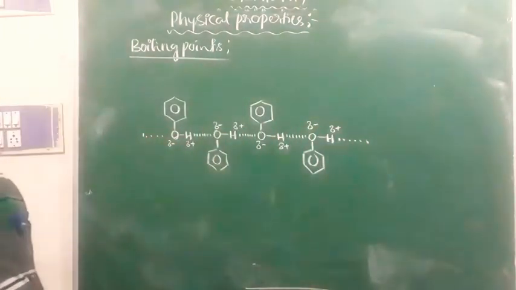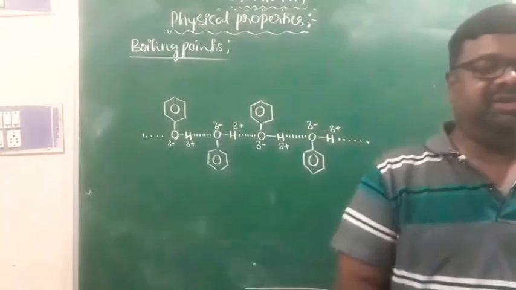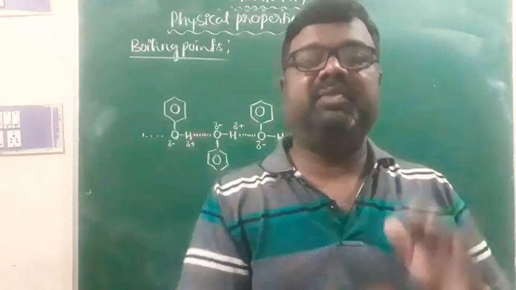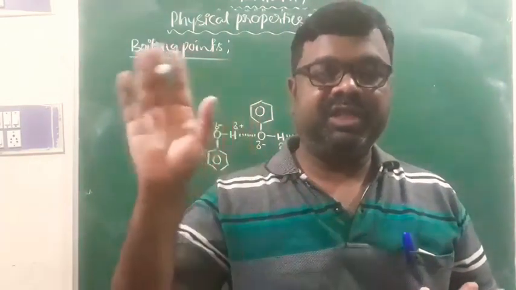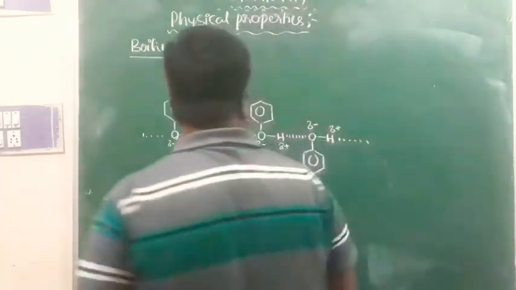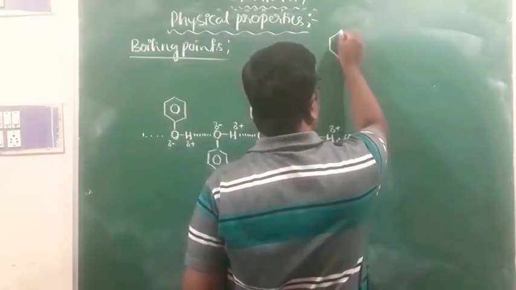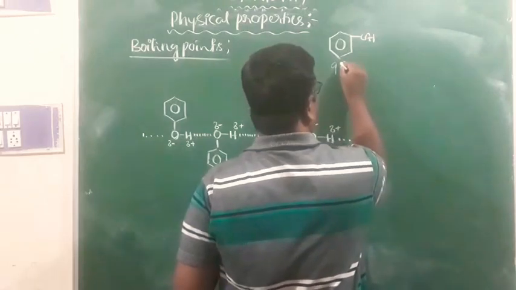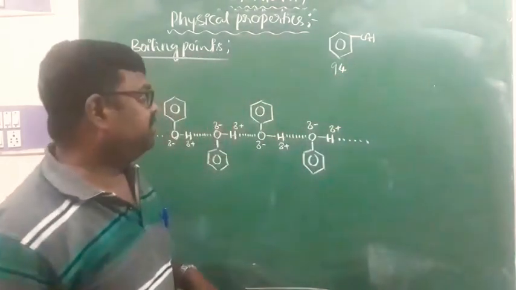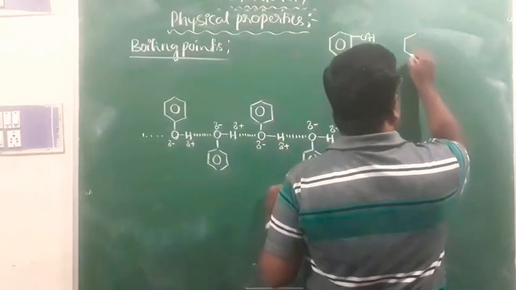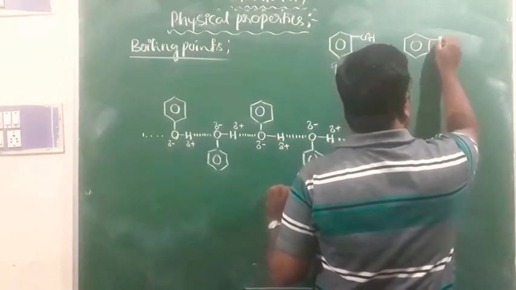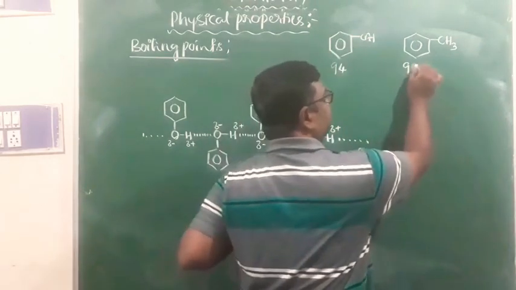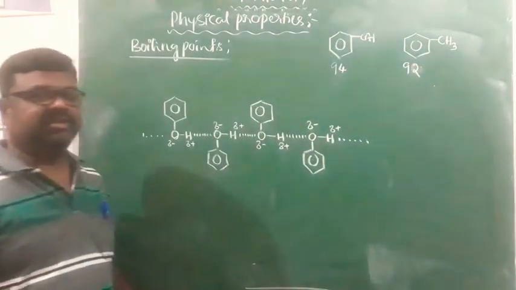Because of this intermolecular hydrogen bonding, there is molecular association of phenol molecules. Therefore, the boiling points of phenols will be greater than the corresponding hydrocarbons with almost the same molecular mass. For example, this is phenol, and its molecular mass is 94. You can calculate that. The molecular mass of toluene, the corresponding hydrocarbon with almost the same molecular mass, is 92.